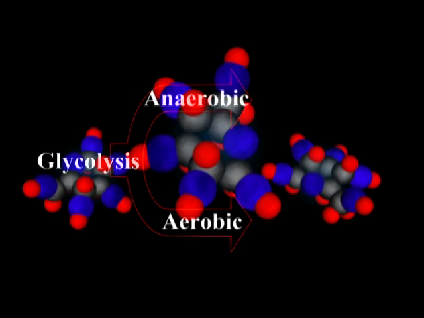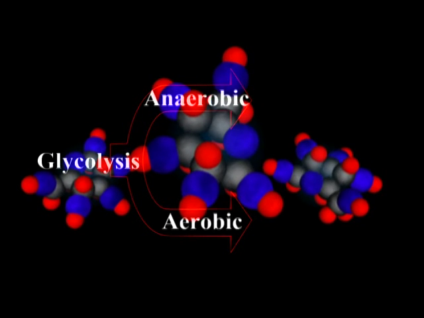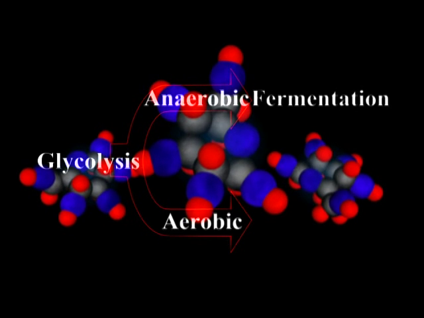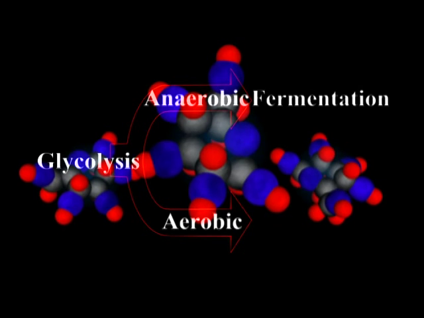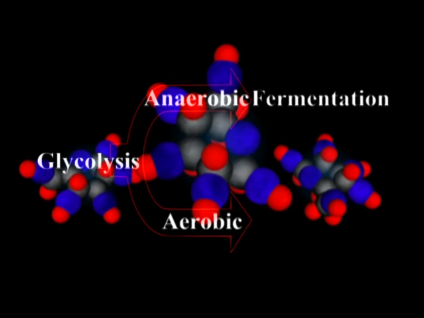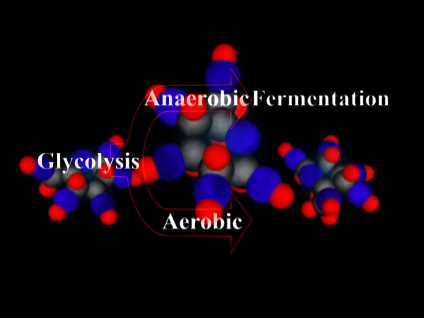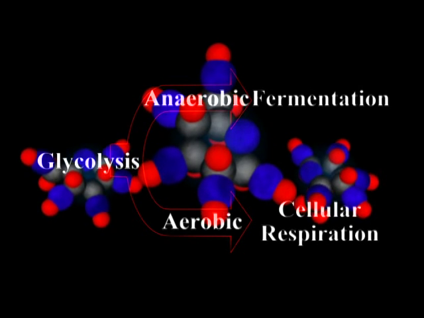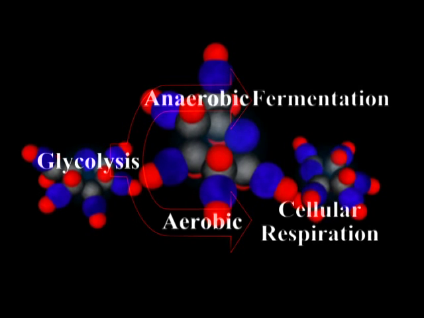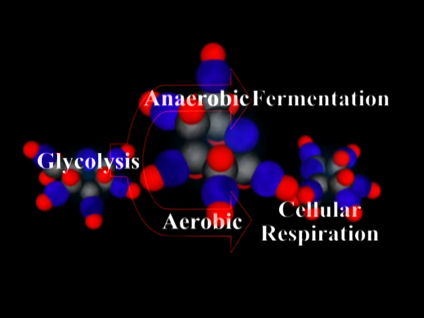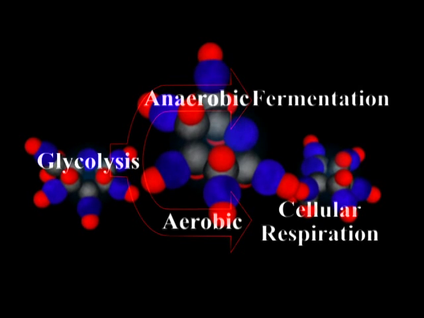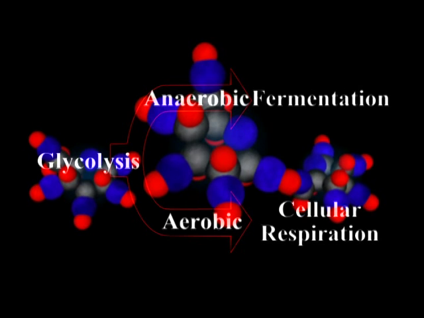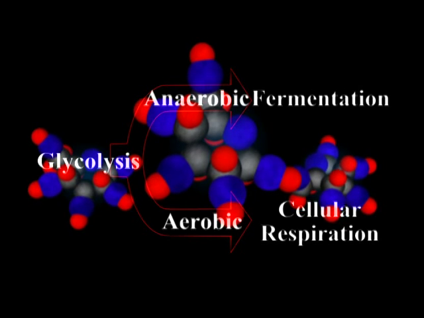If anaerobic conditions exist within the cell, the next stage is fermentation. Fermentation does not produce any ATP energy, but it allows the process of glycolysis to repeat itself. If an aerobic situation exists within a cell, the next step is cellular respiration, in which oxygen is used to break down the component parts that result from glycolysis into carbon dioxide and water, while releasing substantial amounts of energy. Let's now look at each of these stages in more detail.